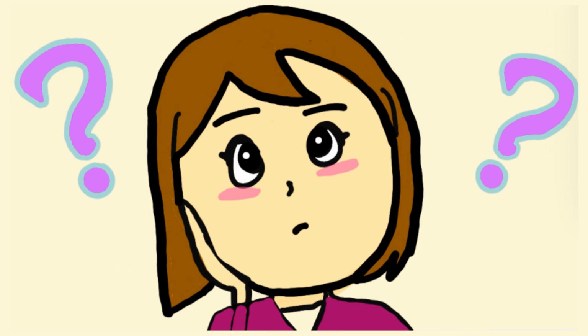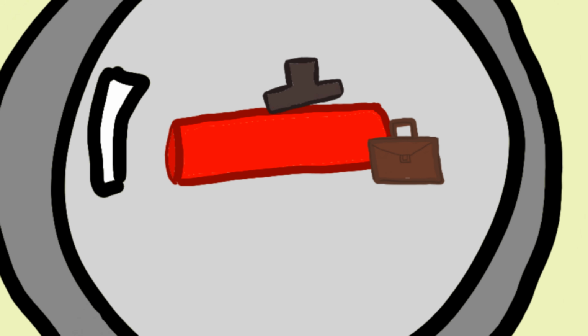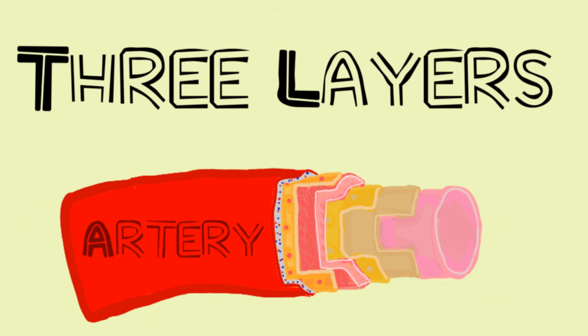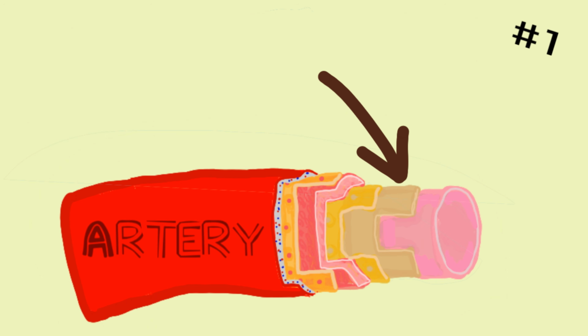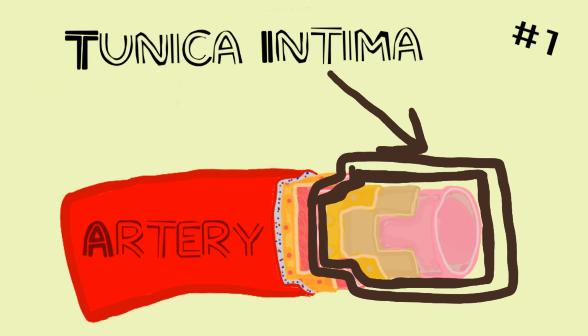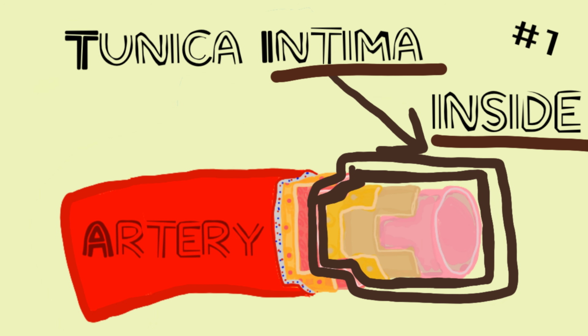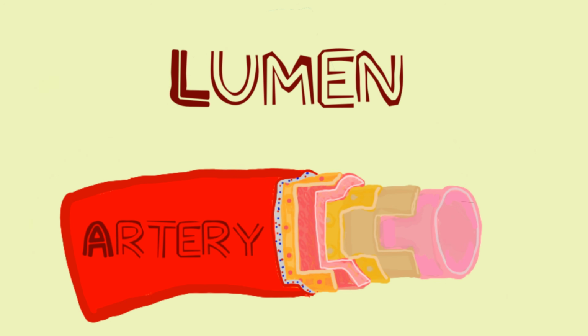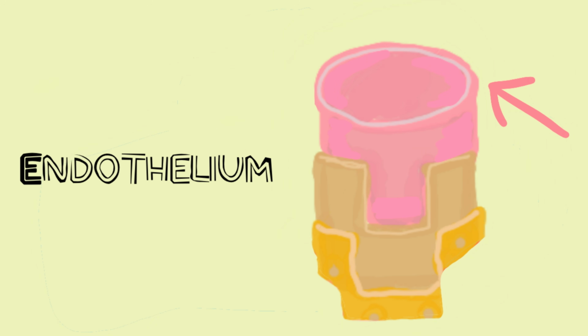To understand that further, we would just have to look at the vessel itself and how it works. It has 3 layers. The innermost and first layer is the tunica intima. What helps me remember this is intima kind of sounds like inside, and the innermost layer is inside. This layer contains the lumen that is made up of endothelium.